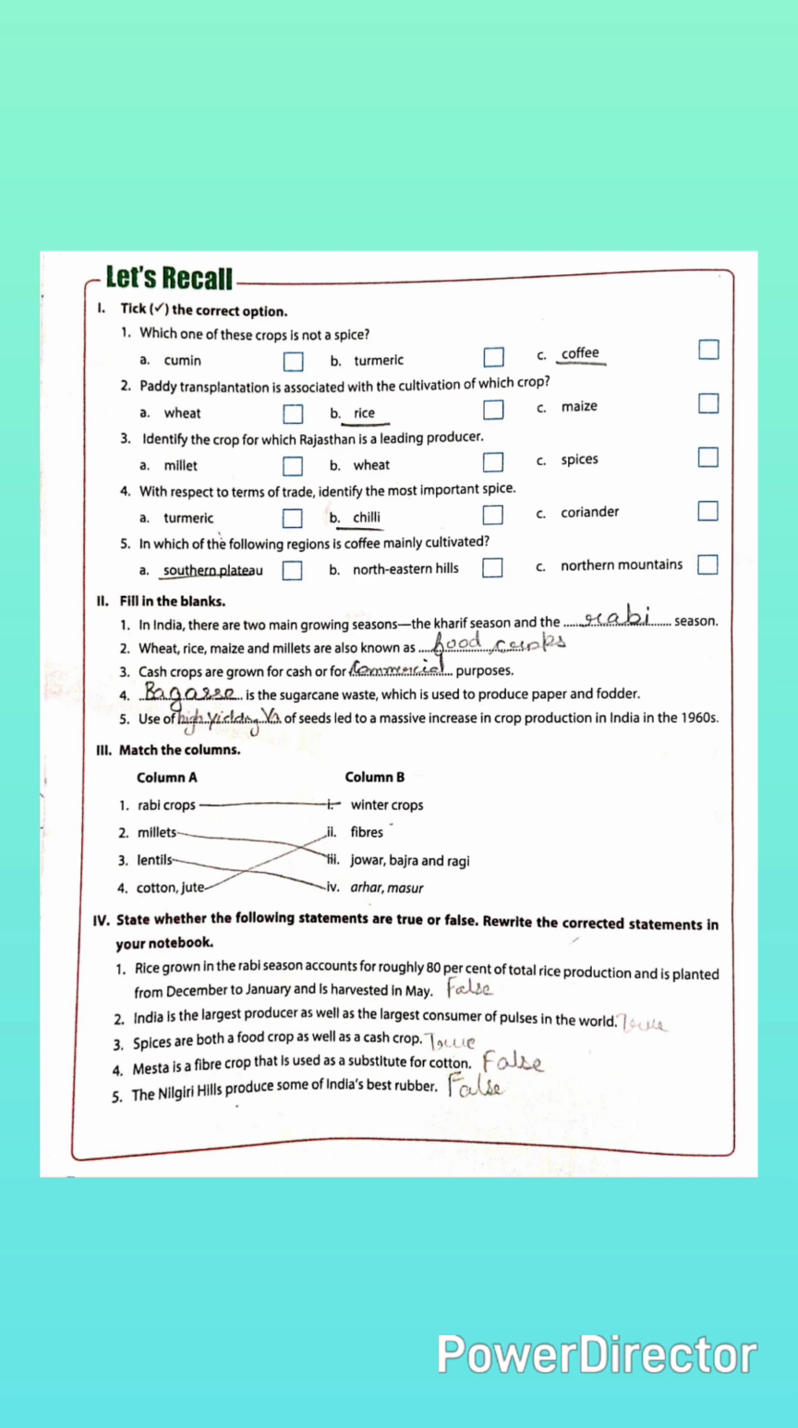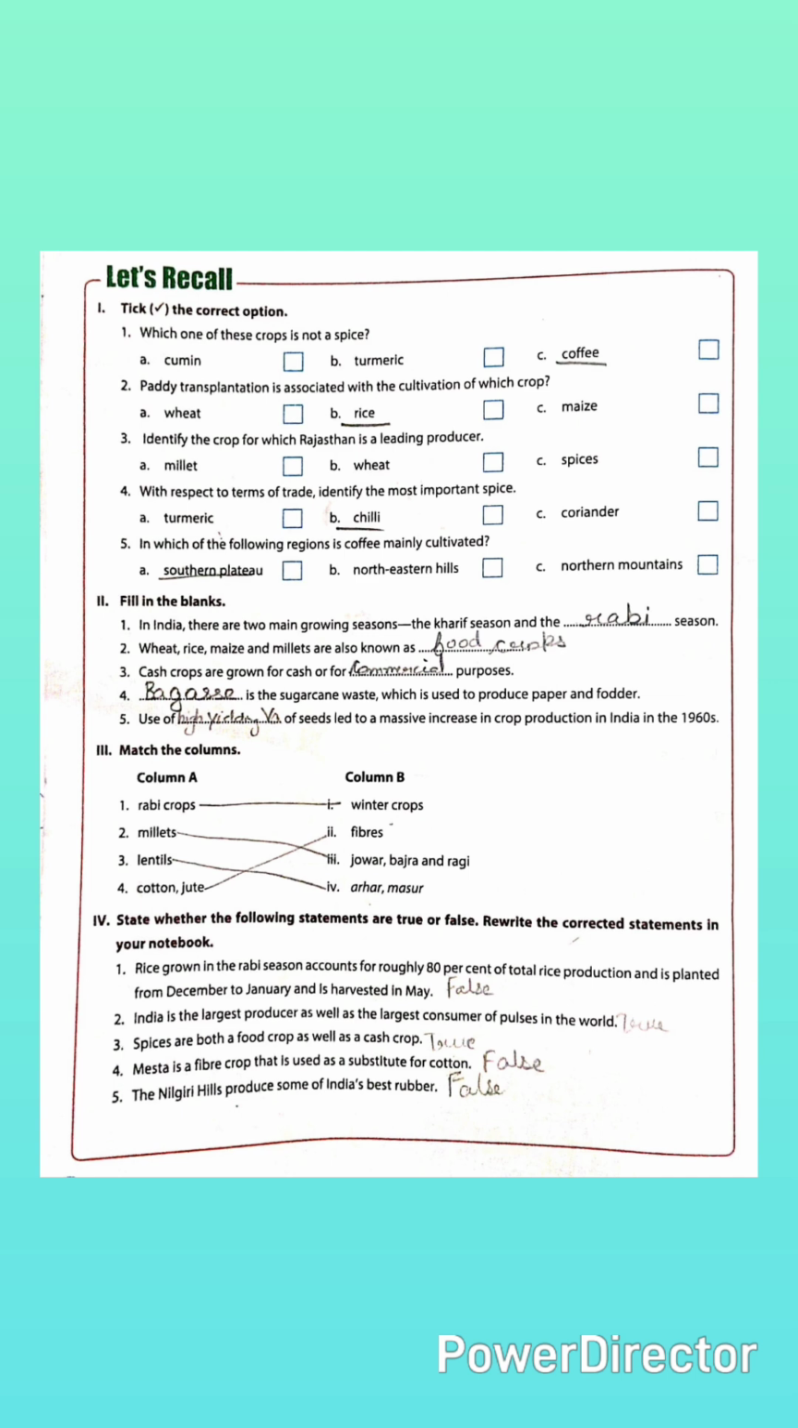Rice grown in the Rabi season accounts for roughly 80% of total rice production and is planted from December to January and is harvested in May. This is false. This sentence is wrong because rice grown in Rabi season accounts for roughly 30%, not 80%, and it is planted from November to January and is harvested in late April.